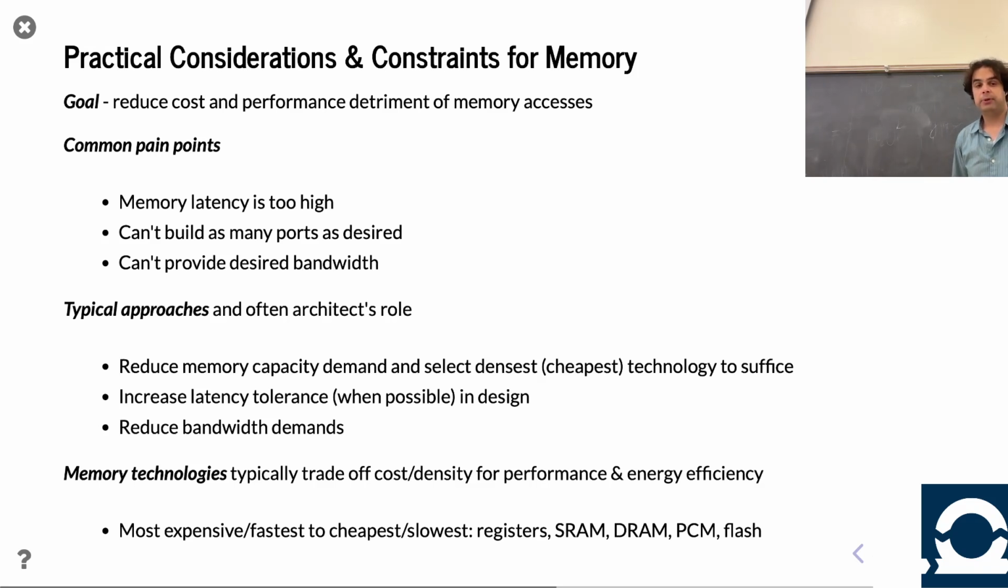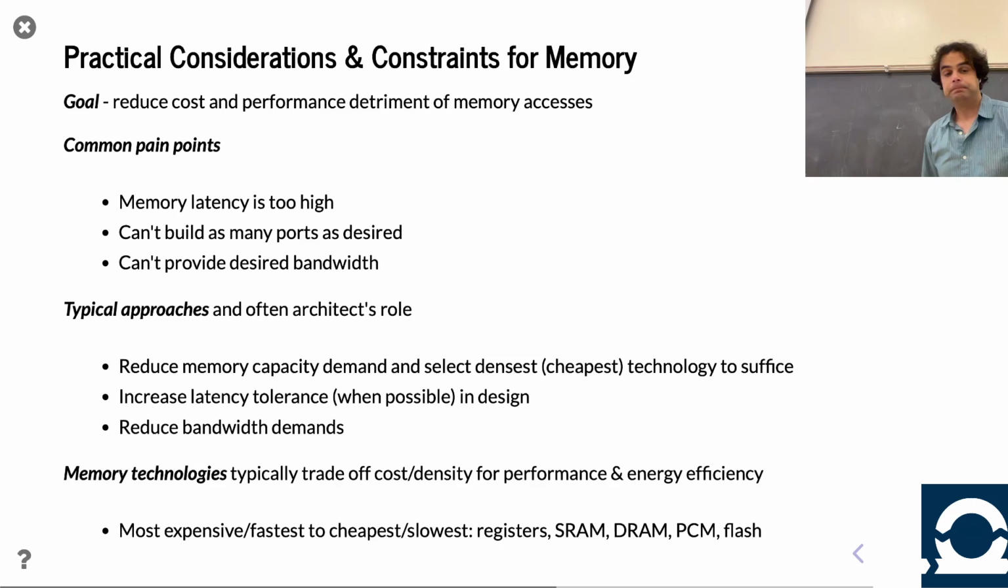Another common challenge in memory is you don't have as many ports as you want. You have, let's say, 100 units that want to talk to this memory, and you only have two ports in that memory. How do you handle that, right? Another very common consequence is how do I get the bandwidth I need, right? I need more bandwidth. I want to get more bytes per second. How do I get there?